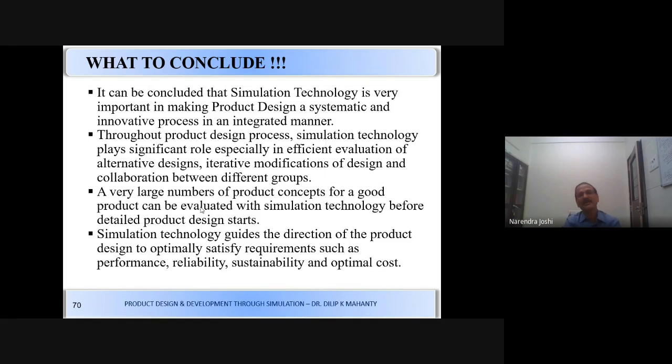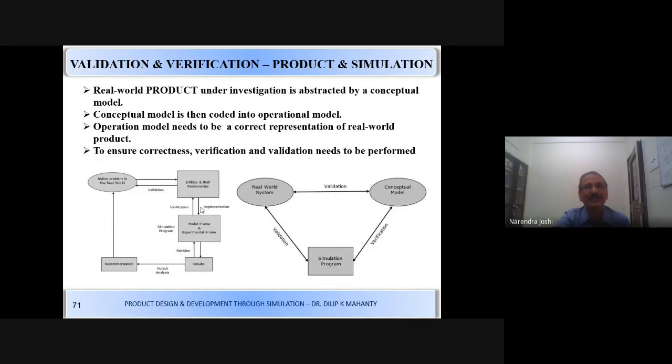Throughout this PD process, simulation technology plays a significant role, especially in evaluation of alternative designs, iterative modifications of design, and collaboration between different groups. A large number of product concepts for a good product can be evaluated with simulation technology before detailed product design starts. It guides the direction of the product design to optimally satisfy requirements such as performance, reliability, sustainability, and optimal cost. For a good product, I am ready to pay, but it must be reliable and give me service in the nick of time. So this is a kind of validation and verification of simulation.